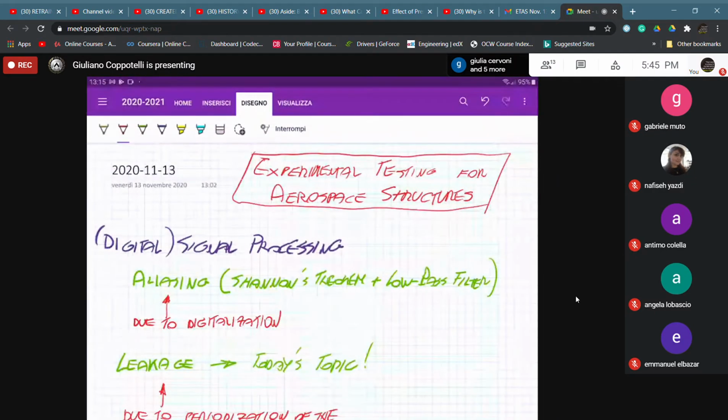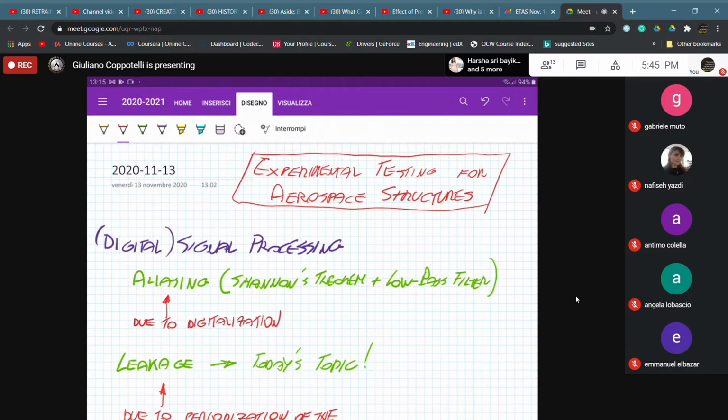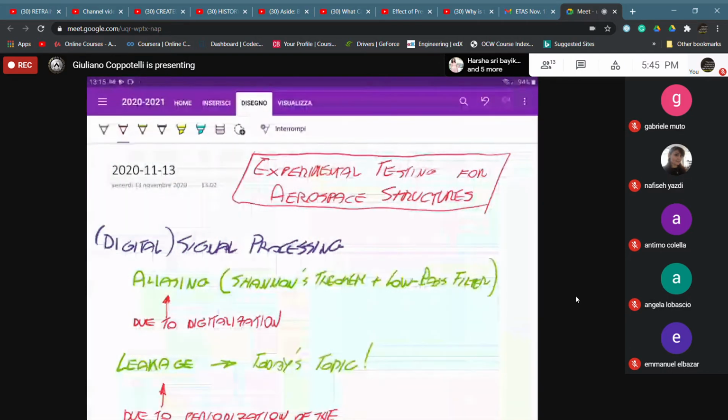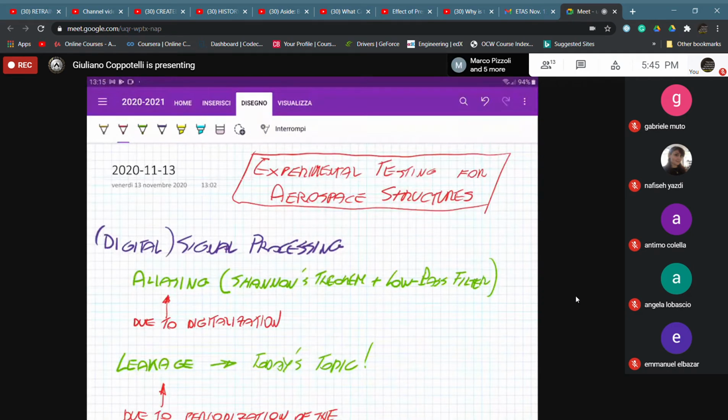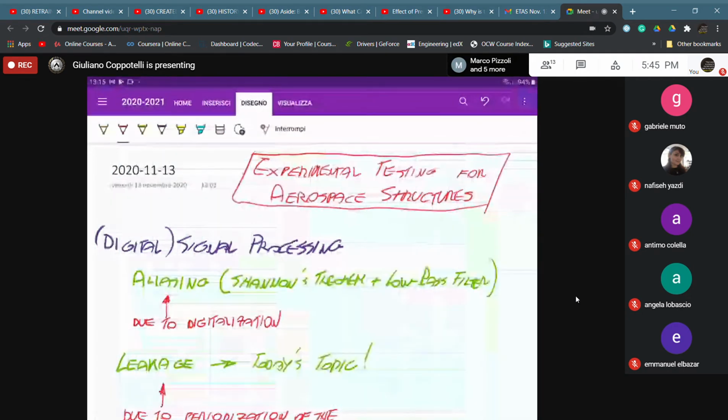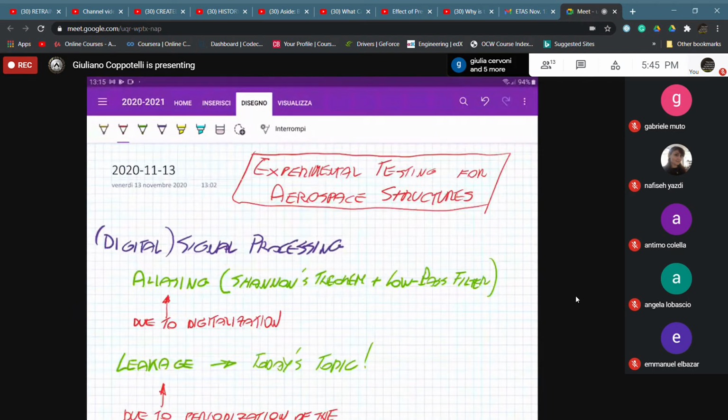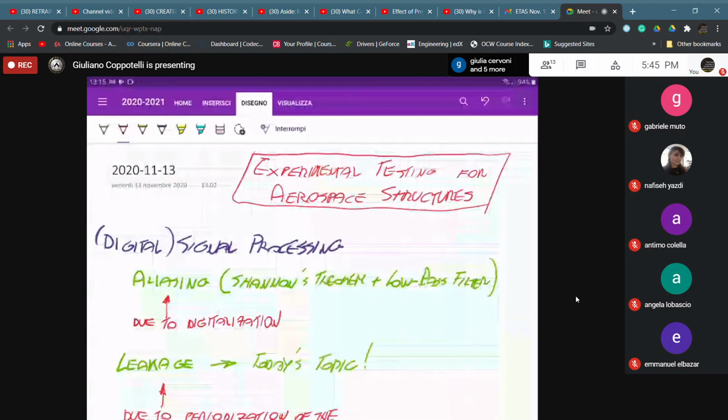The first signal processing issue is what is called the aliasing problem, and this aliasing problem is just the presence of some higher frequency harmonics in your frequency range of interest because of digitalization, because of discretization of your signal, and because you are just viewing your signal with the lens, if you want, of a discrete board.